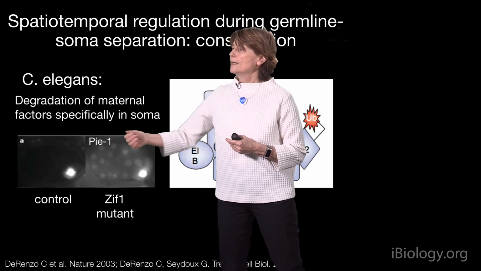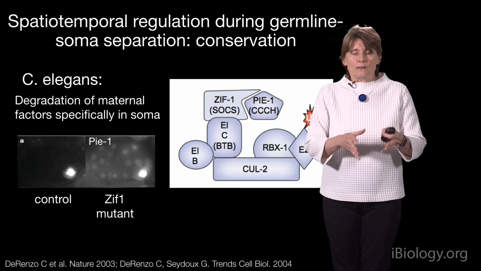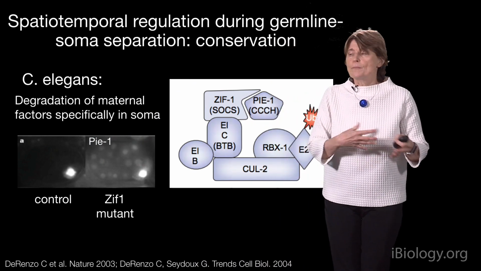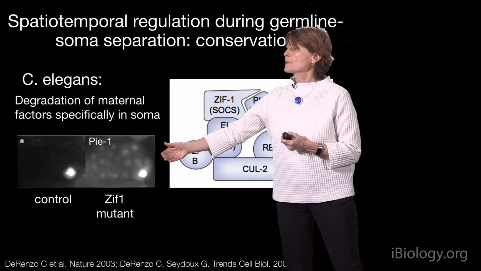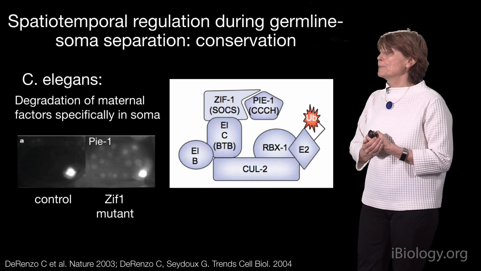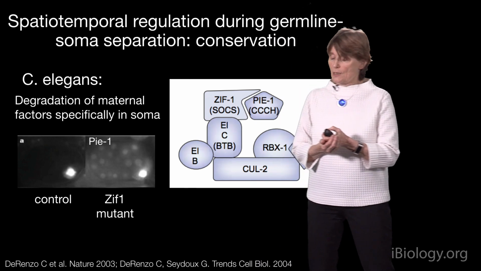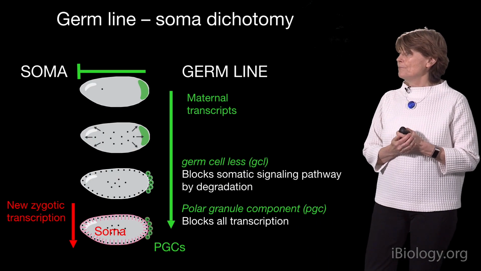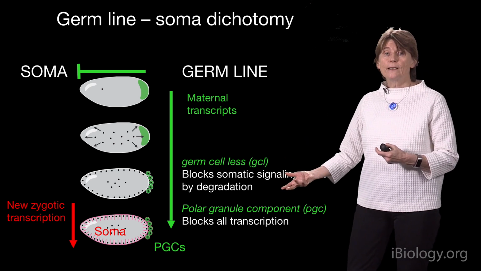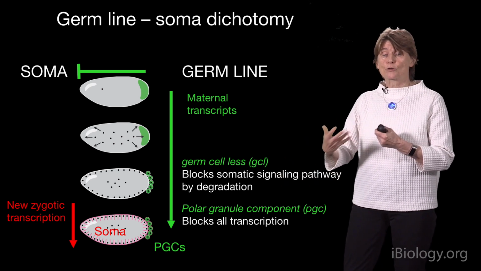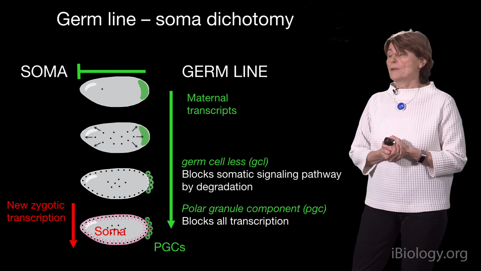They are degraded, but they're not degraded in the germ cell. So here's the distinction, where the degradation machinery acts in the somatic tissues to get rid of the maternal proteins. And in the absence of this adapter protein ZIF-1, these maternal proteins persist in the somatic tissues. So I've told you about germ cell-less, which is one mechanism, just degrading the maternal products which could interfere with germ cell development because they promote somatic signaling.